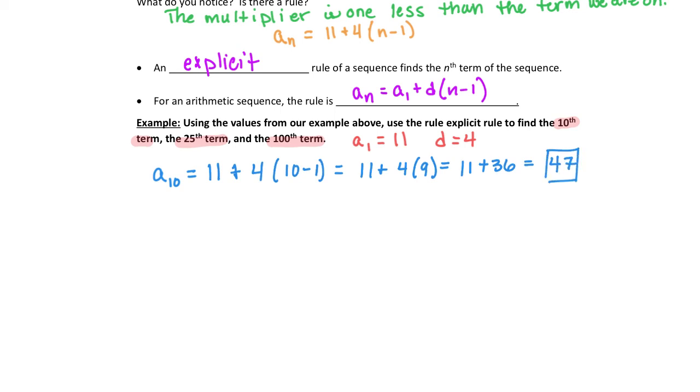Now, in our story about the special child, if our mother asked us, hey, would you happen to be able to help me? What's my child's name on its 10th month of life? Its name would be 47.